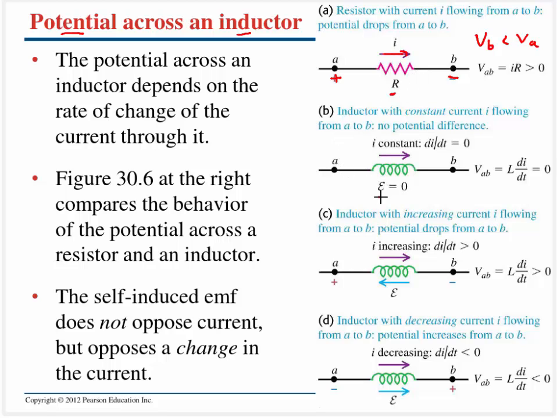Now let's take a look at an inductor in a circuit. Inductors are going to look like little coils of wire. If the current is constant, then the time rate of change of the current is going to be equal to 0, and in that case an inductor is not going to cause any potential difference across it. So the voltage at A would be equal to the voltage at B because there is no change. So the inductor is not going to cause any EMF.